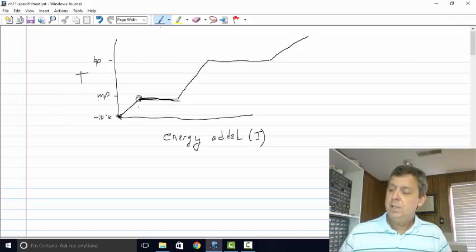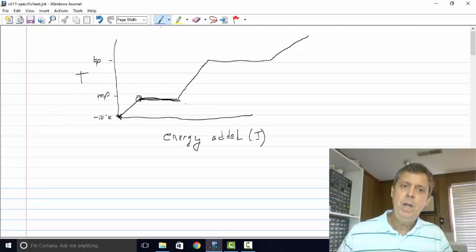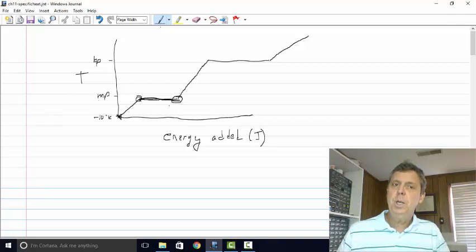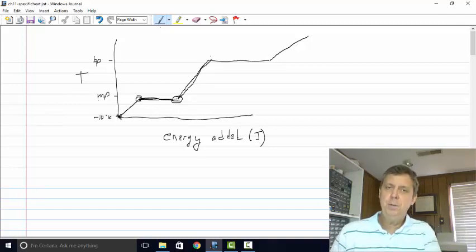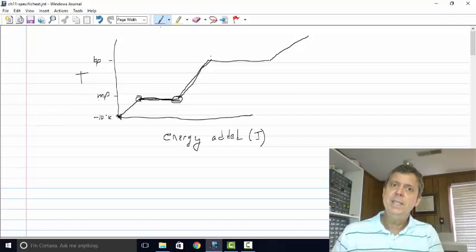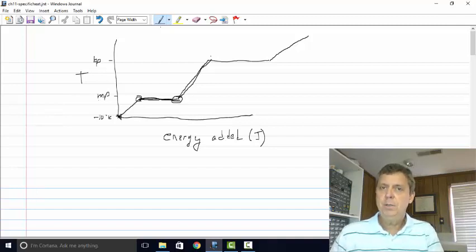Once all of the solid turns into a liquid, that's over on the right side of this flat line, then the temperature starts going up again. Now we're just heating up the water. As it heats up, once we get up to 100 degrees centigrade, now we start having another phase change. Assuming that is at atmospheric pressure, 1 atmosphere of pressure, then this will be at 100 degrees centigrade.